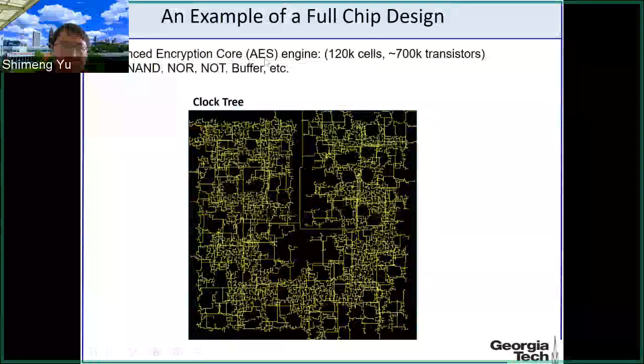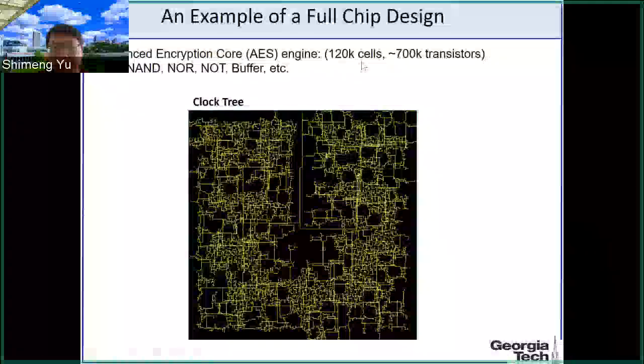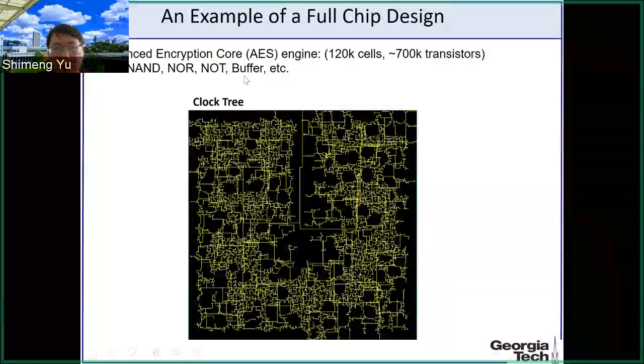This standard way to encrypt data can be implemented in digital circuits with about 120,000 digital gates, or we call them cells. One cell can be a NAND gate, a NOR gate, or an inverter, a NOT gate, or two inverters will be a buffer. So you can implement this AES algorithm into silicon chips with those gates, and in total, we may have about 700,000 transistors for this encryption engine.